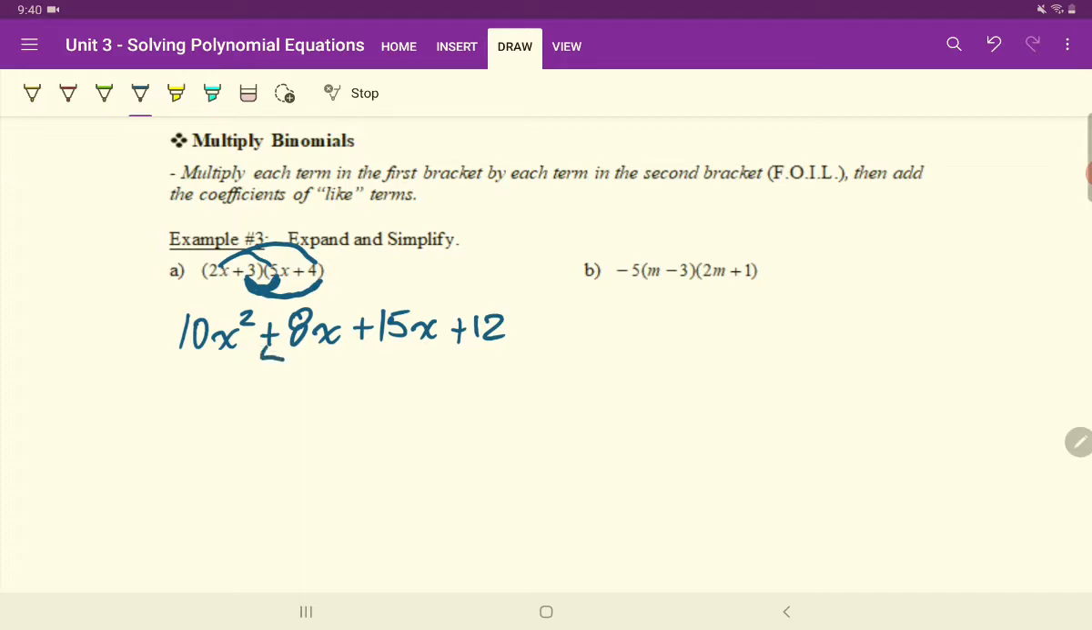We can collect like terms here. We see that the 2 middle terms have x's. So we have 10x squared plus 8x plus 15x. So that's plus 23x plus 12.